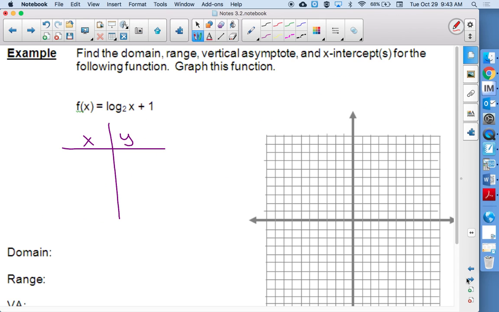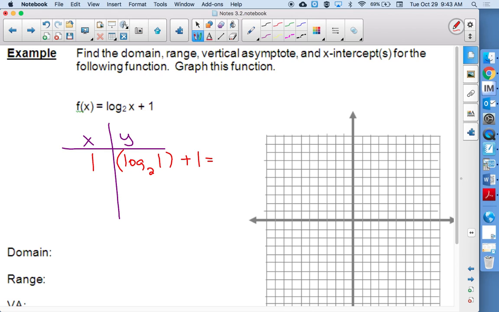My first x value. What number would I pick for x? Say it again. Not a negative one, a positive one. Because if I pick a positive 1, the log of 1 is equal to 0. So I'm going to show you how to plug this in. So the log base 2 of 1, and then I have this extra plus 1. So I'm just going to put parentheses around this and then plus 1.